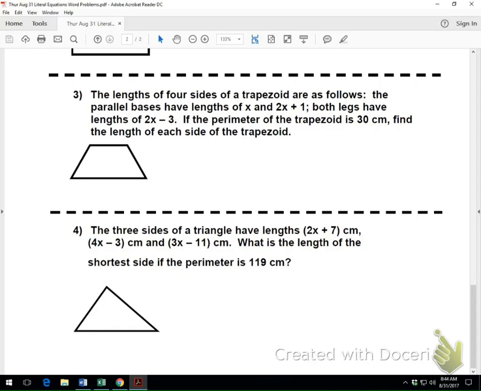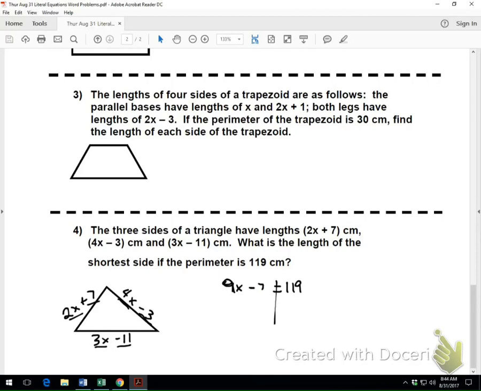Okay, so let's label. I'm going to label this 2x plus 7, 4x minus 3, and 3x minus 11. And it equals 119 in the end as the perimeter. So now let's add up our x's. 2x plus 4x plus 3x, 9x. 7 minus 3 would be 4, minus 11, negative 7.